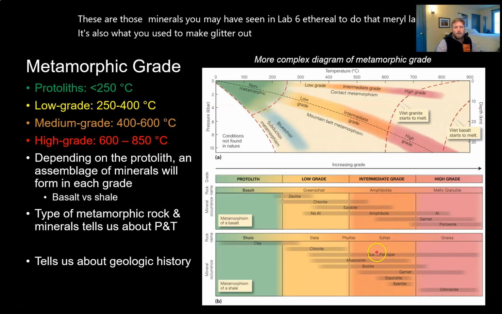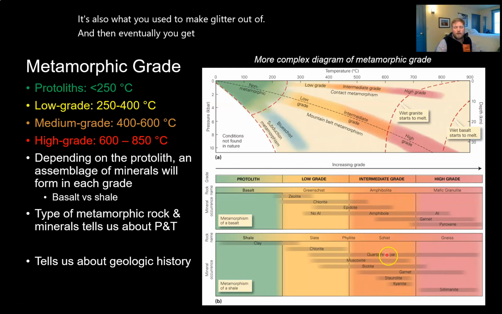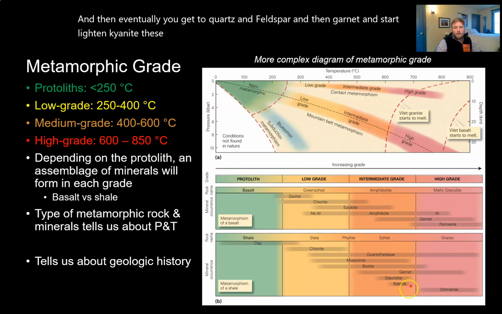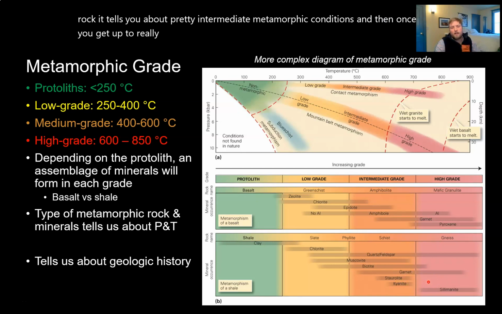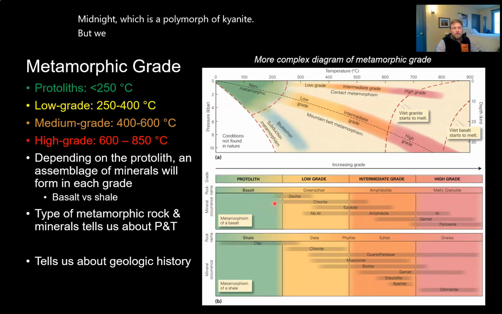And then eventually you get to quartz and feldspar, and then garnet and staurolite and kyanite. These are higher grade minerals. So if you find those minerals in the rock, it tells you about pretty intermediate metamorphic conditions. And then once you get up to really high temperatures and pressure, you end up with sillimanite, which is a polymorph of kyanite.